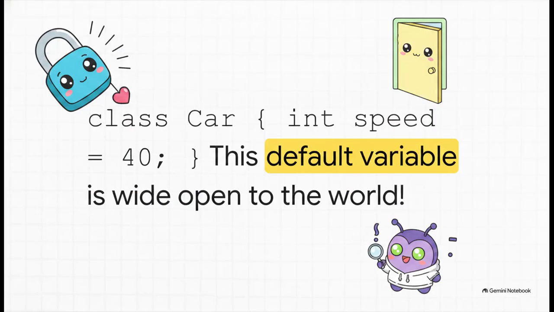So let's look at the actual code that creates this terrifying open-door vehicle. Here we have a simple Java class representing our car. Notice that part right there, int speed equals 40. Because this variable is declared without the private keyword, it is left wide open to the world. It's just a default variable. And what that means is any other class, anywhere in our program, can just tamper with this state at will.